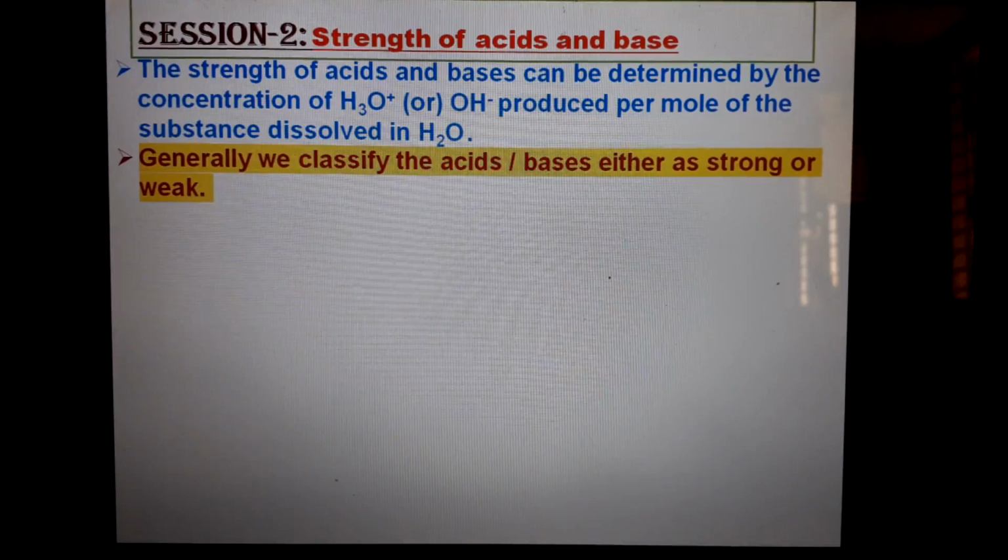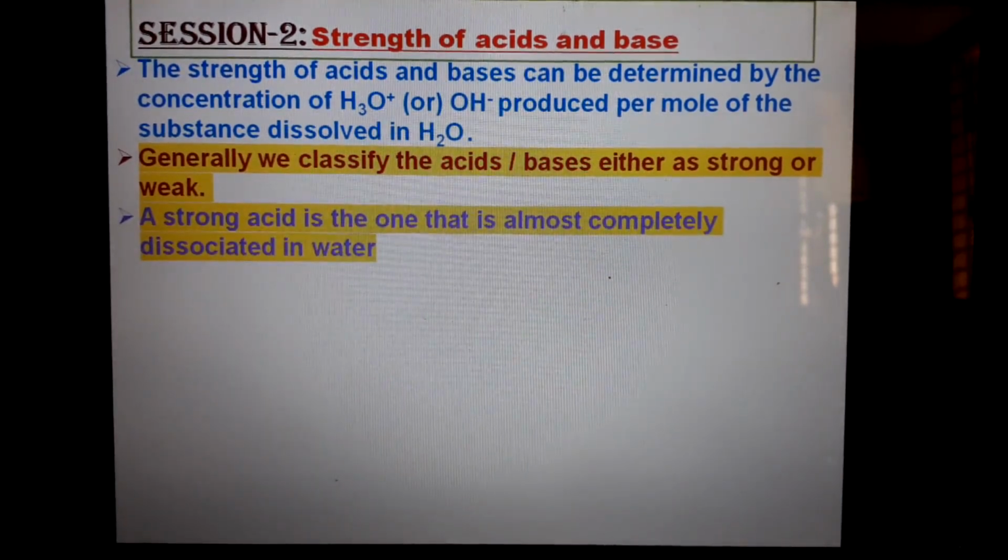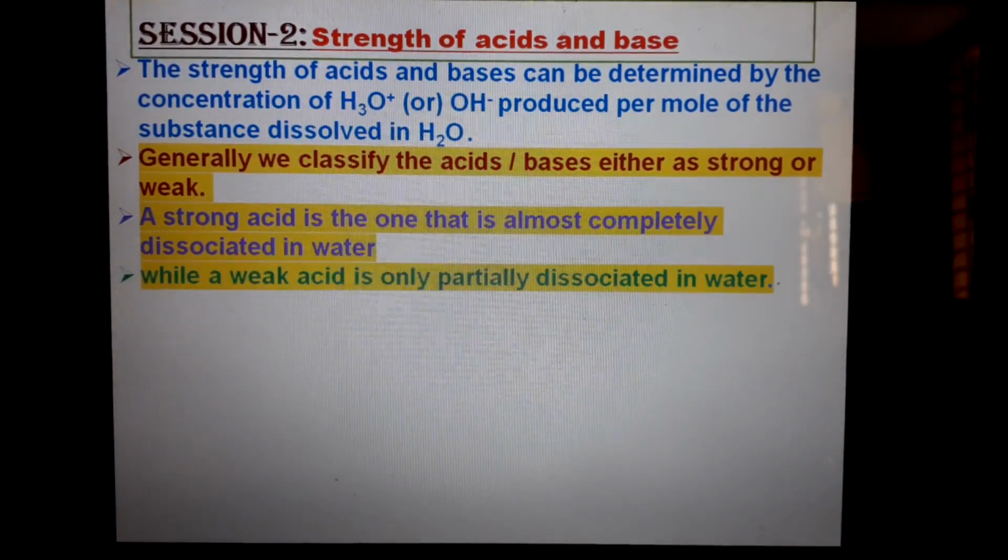As already explained, a strong acid is one that is almost completely dissociated in water. This is the definition of a strong acid. A strong acid is completely dissociated in water, while a weak acid is partially dissociated in water. Weak acid means partially, and partially means only small molecules are dissociated in water.